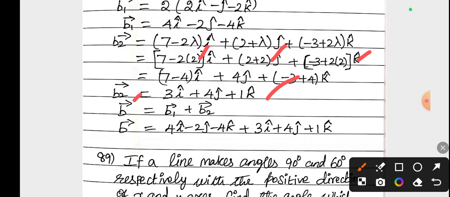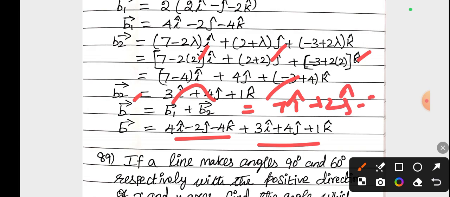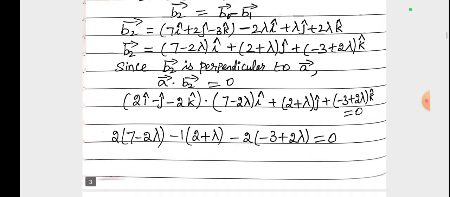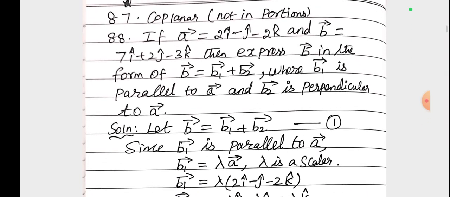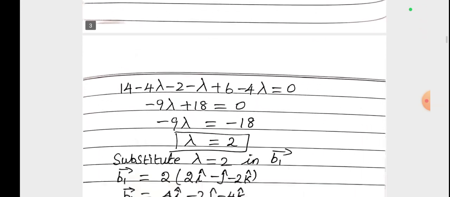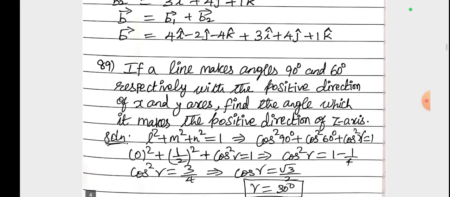They are asking for B vector only. So B1 and B2 you add. You can keep B1 vector plus B2 vector and you can add it also: 7i cap plus 2j cap, then minus 3k cap. I hope you understood, children, what B vector is. Is this clear? Check what we have done. They asked you to do the parallel and perpendicular, and to express B vector in the form of B vector equal to B1 vector plus B2 vector. So we have written it in that form.